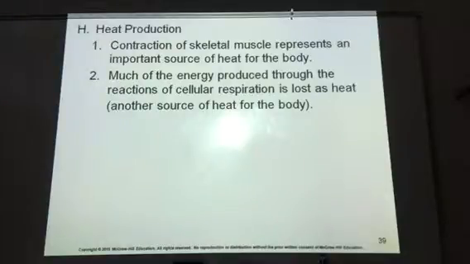Heat production, whenever you exercise, you're going to produce heat, and basically that's all that's on this slide. Cellular respiration, one of the byproducts is heat, so heat is lost.